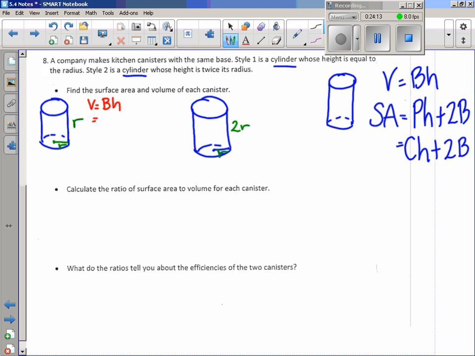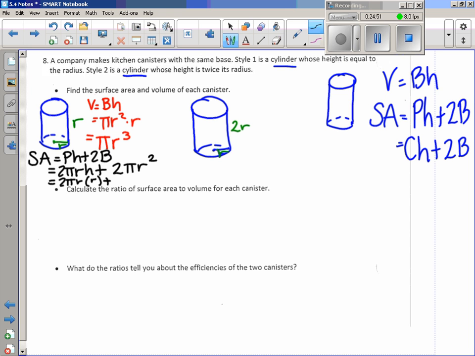Pi r squared. So it's pi r squared times the height, which is R. And so what's my volume? Pi r cubed. Okay, surface area. Surface area is PH plus 2B or CH plus 2B. How do we find the circumference? 2 pi r. And again, we find the area of the base by doing pi r squared. So now we're going to plug in our R for our H, and we have 2 pi times R plus 2 pi R squared.